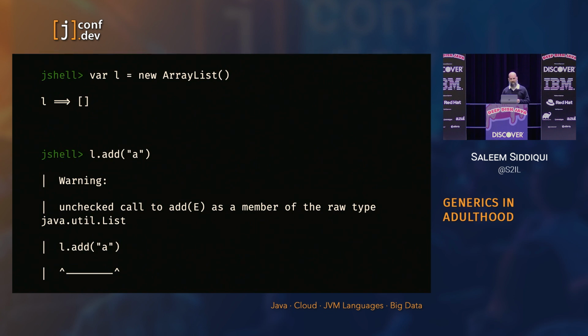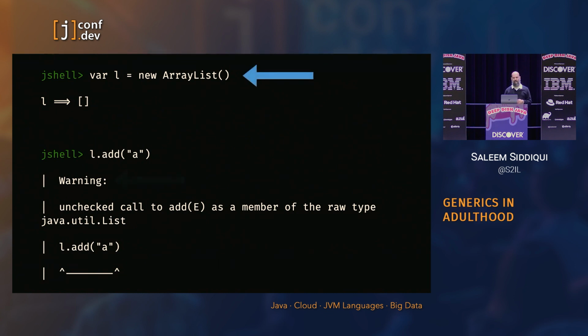So this is again some JShell code. You can define a new array list, no generics there, and you can add the string A to it. You get a warning because it's a raw collection. Anytime you do anything to a raw collection, you'll get a warning because raw collections, while there for backwards compatibility reasons, are discouraged. So the compiler will do it, but it will say, hey, unchecked call to add(E) as a member of a raw type.